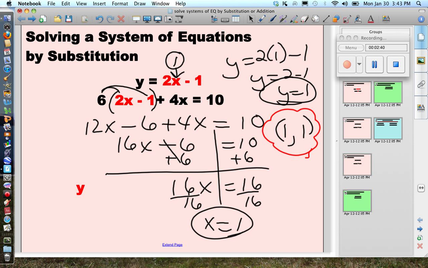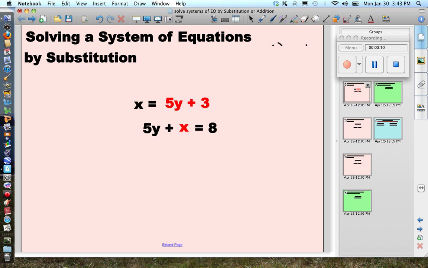Okay? If I wanted to check my answer, I could go back to the original equation. My other equation was 6y plus 4x equals 10. So if I put a 1 in here for y and a 1 in here for x, I should get 10. 6 times 1 is 6, 4 times 1 is 4, and when I add them, I get 10, so I know that it works. All right, let me go through another example for you.